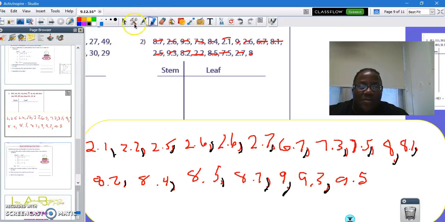So with the stems, remember what I always like to do first though is I like to highlight the leaves. That's not any difference when you have decimals. So all my leaves are the numbers after the decimal.